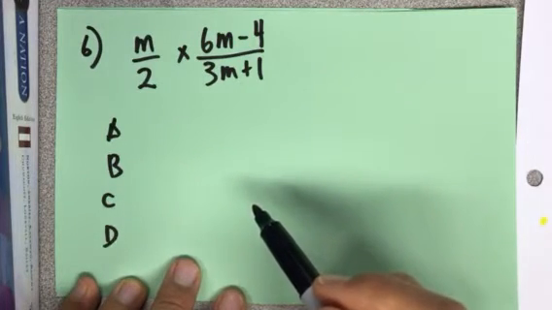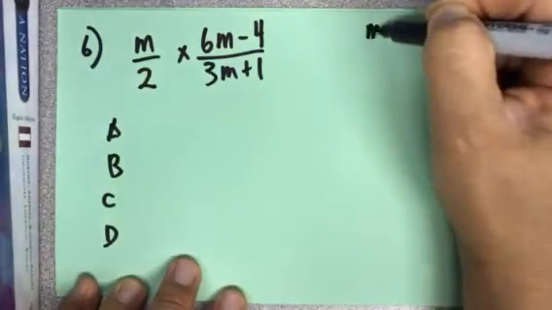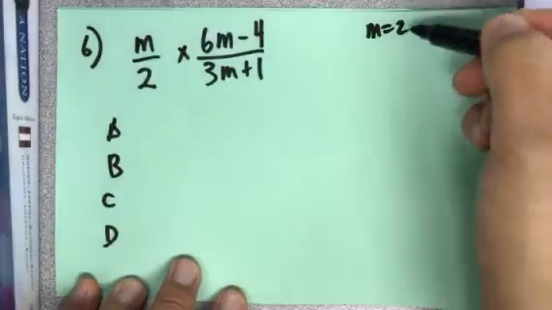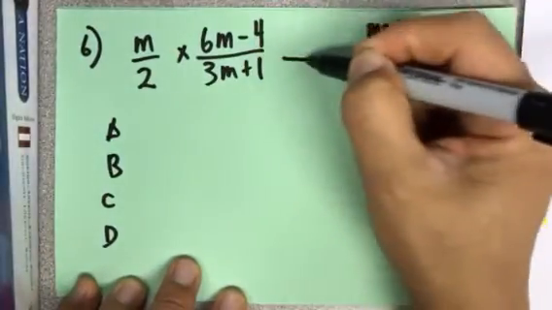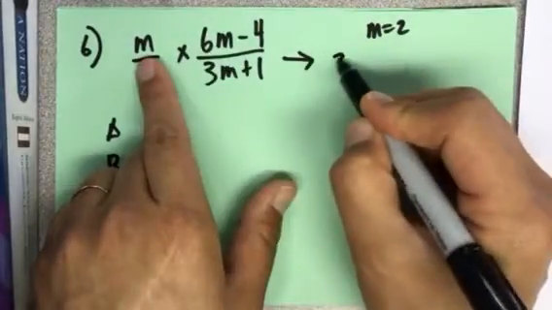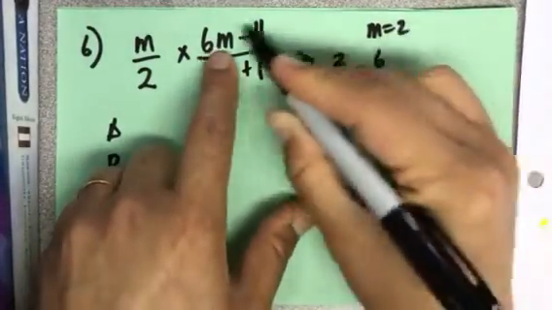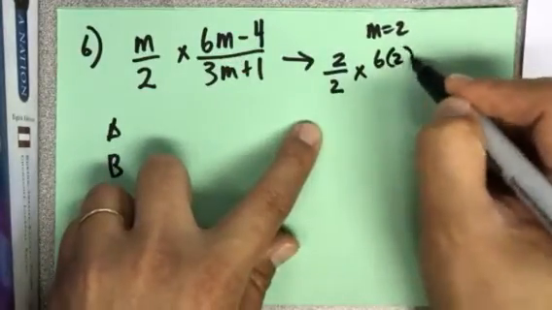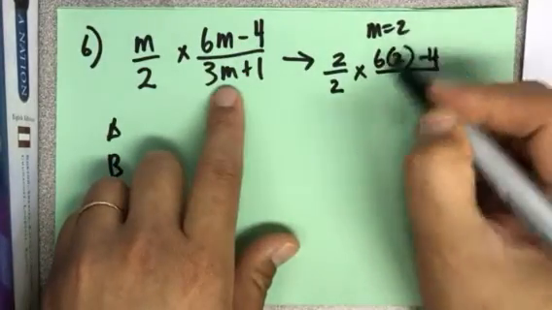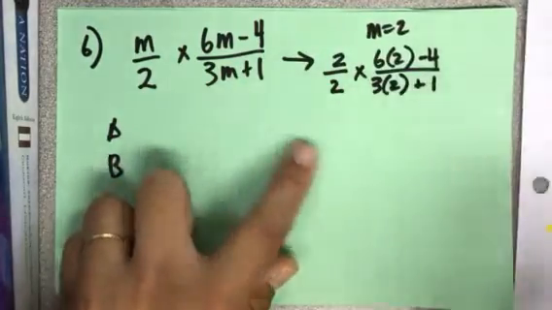What's the easiest number we should always start with? 2. Okay, so we're going to say m equals 2. So let's plug 2 into this equation, okay, right over here. That's going to be the 2, I'm going to plug it in right there, so that's going to be 2 over 2 times 6 times, I'm going to plug that 2 in right there, 2 minus 4 up on the top, and 3 times, I'm going to plug the 2 in right there, plus 1.